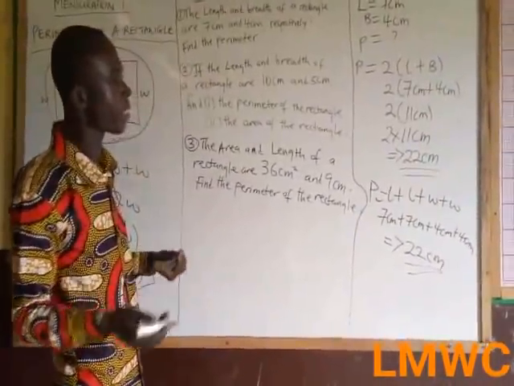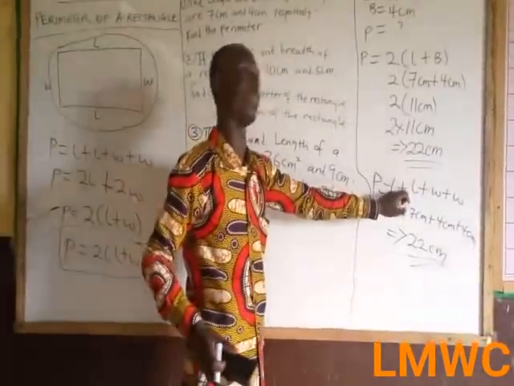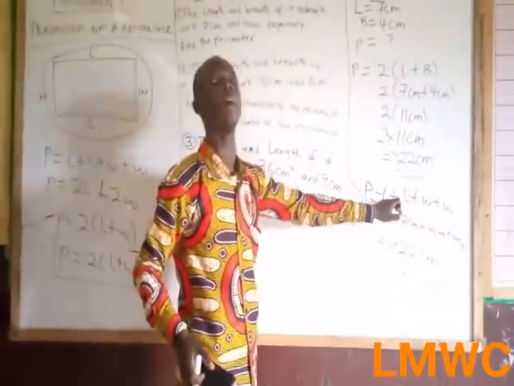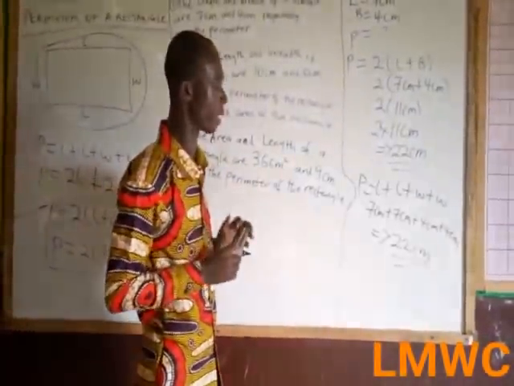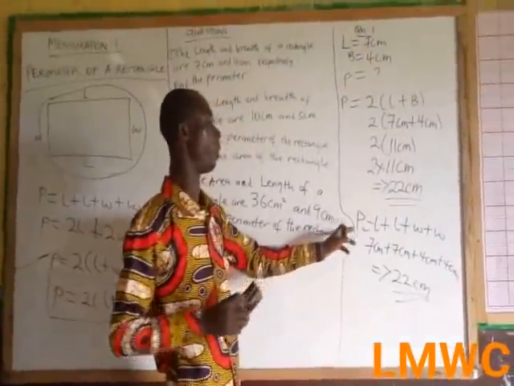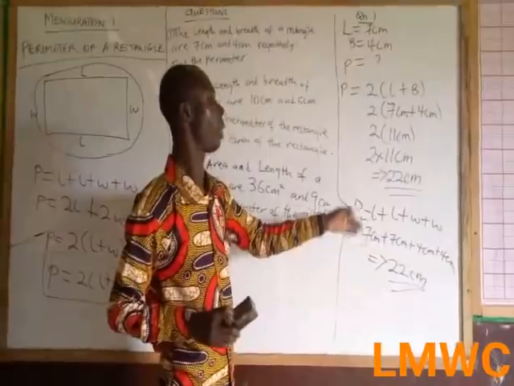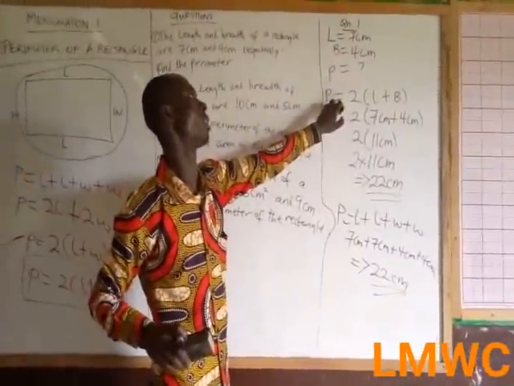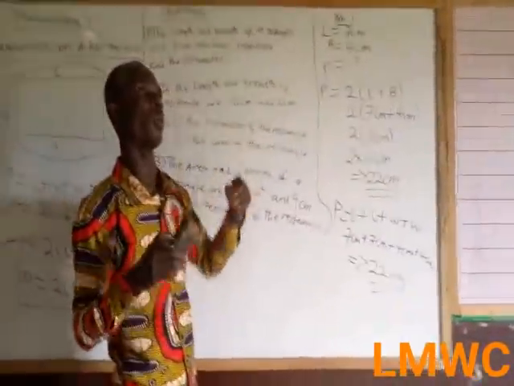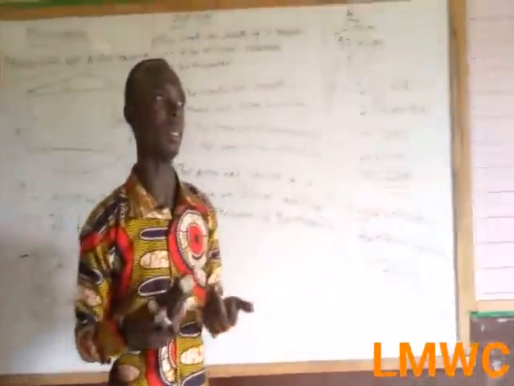But there are instances where you can't apply this formula. But always take note that the formula for perimeter is L plus L plus W plus W, or the simplest form is P is equal to 2 bracket L plus B.